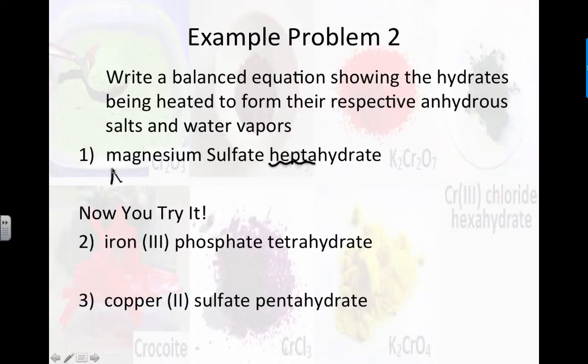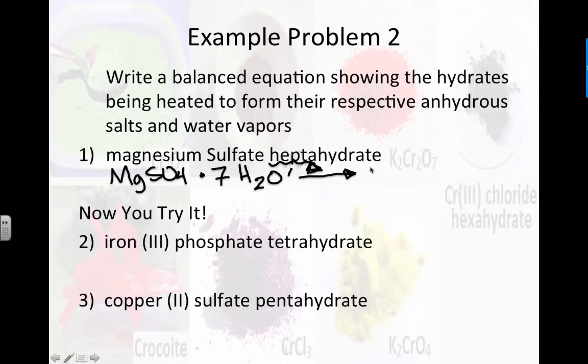If we have magnesium sulfate heptahydrate, that means our magnesium sulfate with 7 waters. And if we were to heat this up, remember over the arrow, we would draw a little triangle. Oh, that's not the arrow. There it is. Triangle over the arrow. And that means we've heated it, right?